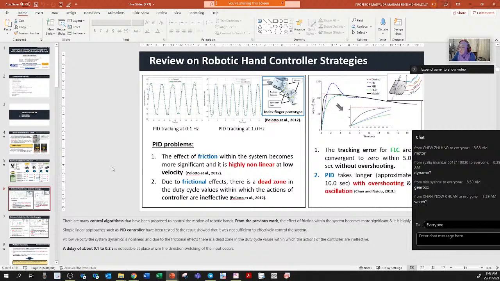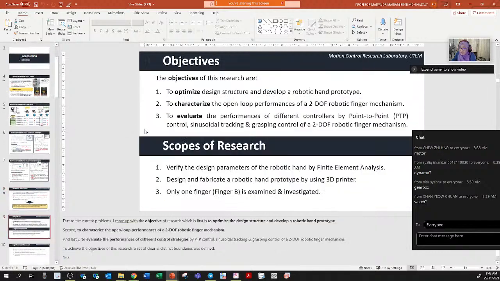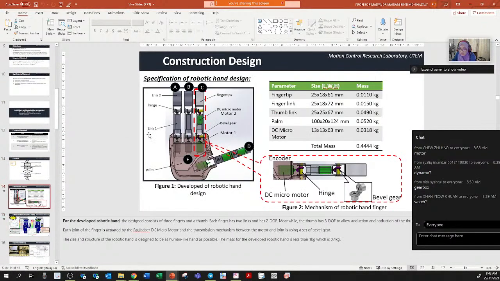So what he did was he designed a robotic finger, and the idea is to control the motion of the robot finger in precise motion. If you see here, can you see this? This is the construction design of his robotic finger.